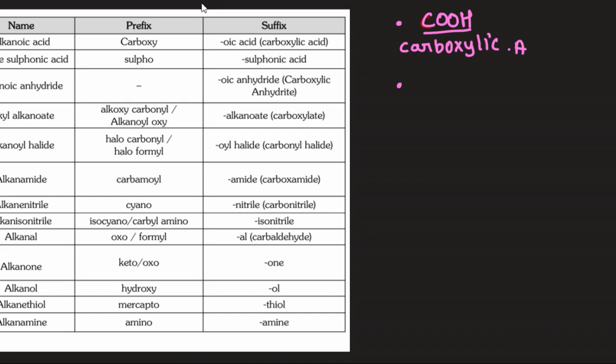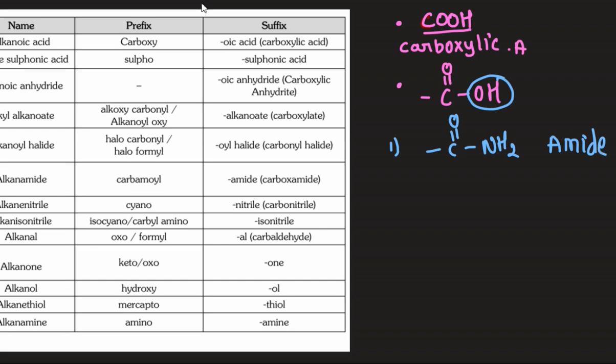Now after carboxylic acid, who should be the second priority? The family members of carboxylic acid, not the other ones. If I try to draw carboxylic acid, it looks like C double bond O, OH. So this is the structure of COOH. Now what happens if I replace this OH with some other group? Can I call it a family member of carboxylic acid? For example, if I write NH2 instead of OH, what should we call it? Amide. So the first family member of carboxylic acid is amide.